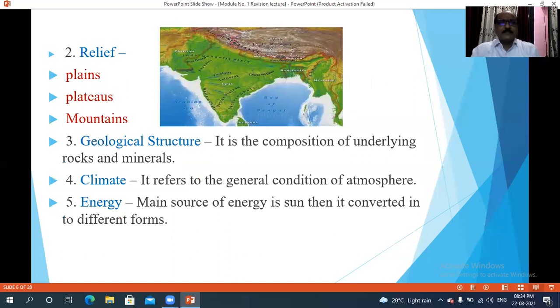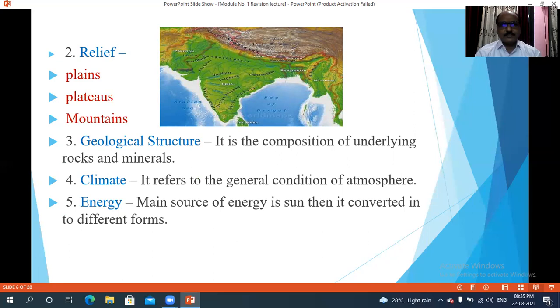Next, the second most important factor is relief features. Our earth has an undulating surface. There are different relief features found on the earth: plain, plateaus, mountain, mesa, butte, escarpment. Basically, all the relief features are divided into three types: plain, plateaus and mountains. I have already explained that in detail. 90% of the world's population lives on plains because they are favorable for the growth and development of human population. The remaining 10% live on plateaus and mountain areas.